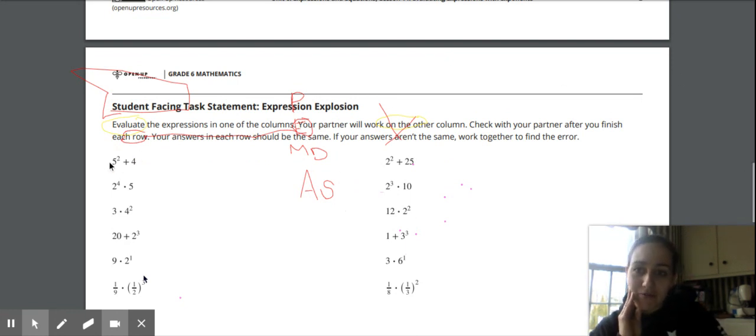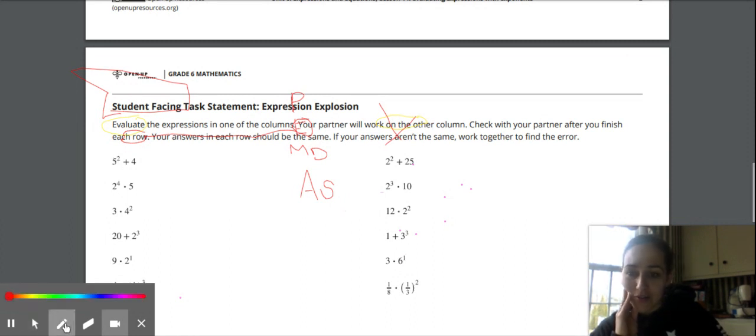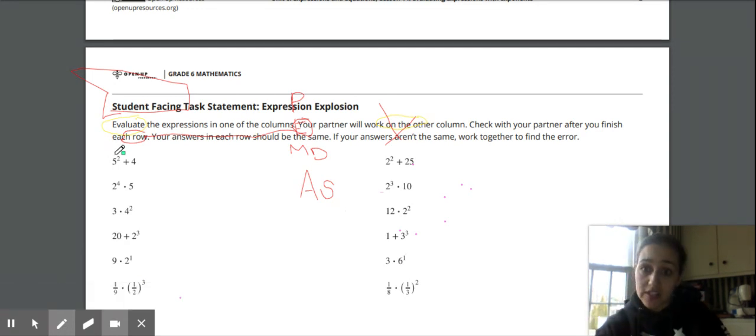So if Bob over here did this first question and recognized, okay, I need to do exponents first, and 5 to the second really means 5 times 5. 5 times 5 is going to be 25 plus 4. Well, 25 plus 4 would give us 29.